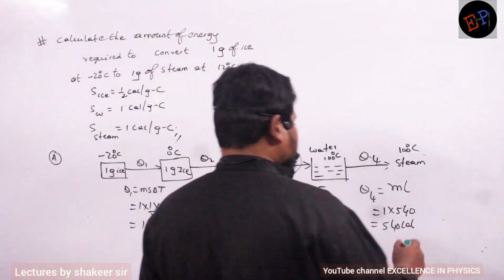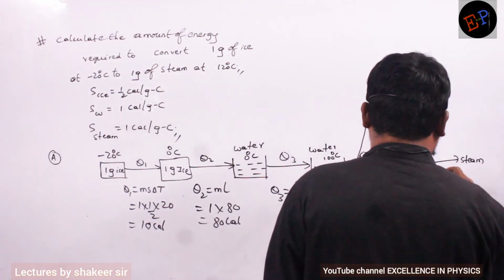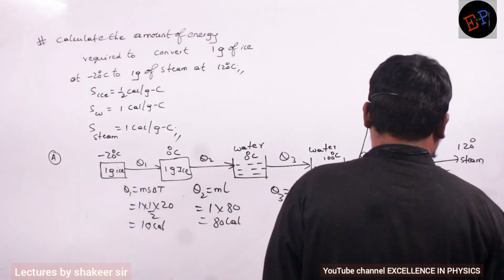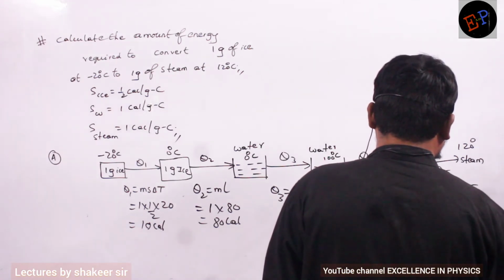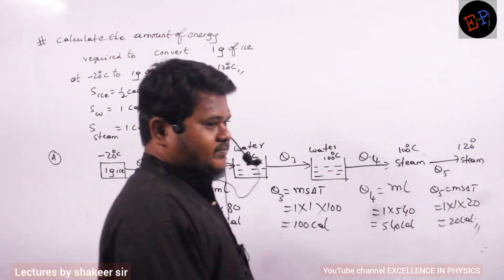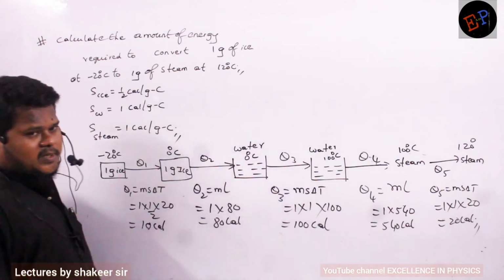Then again if I start heating this steam, steam remains steam only, but it is Q5 and the temperature is 120. So again which formula? Q5 is equal to m s delta T. Mass is 1, specific heat is 1, change in temperature is 20. So 20 calories of heat energy.